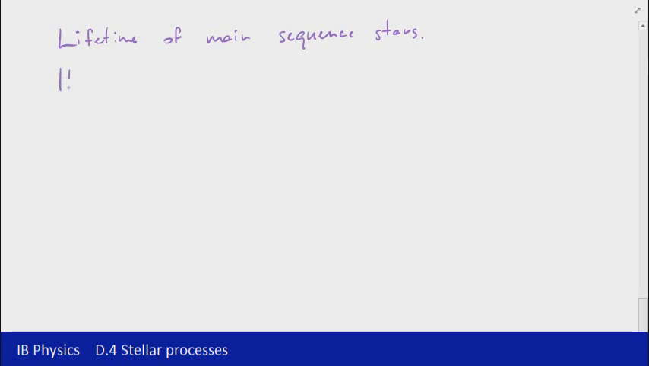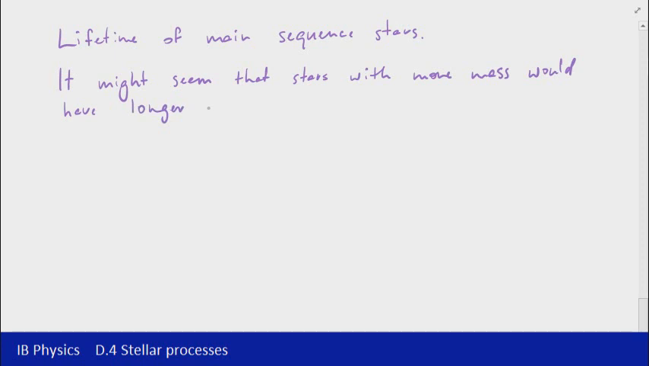So if we consider a star, it might seem that if you have more mass, because there's more mass it's going to last longer. So it sort of makes sense. Stars with more mass would have a longer lifetime. There's more of it there that would mean it would exist for longer. But in fact it's the opposite.